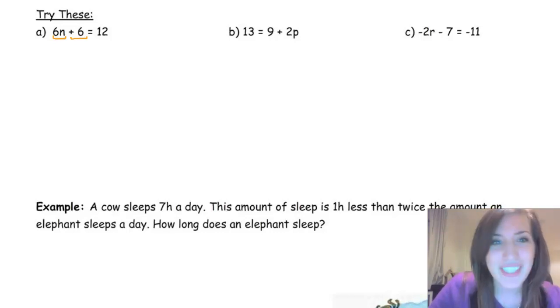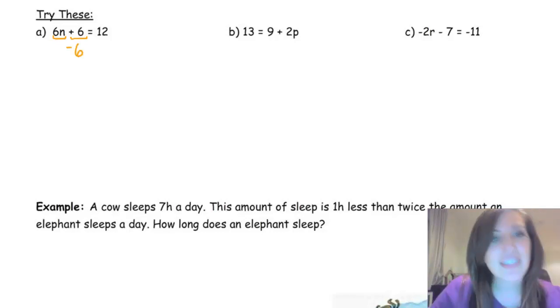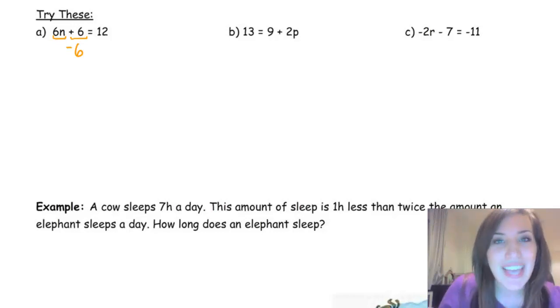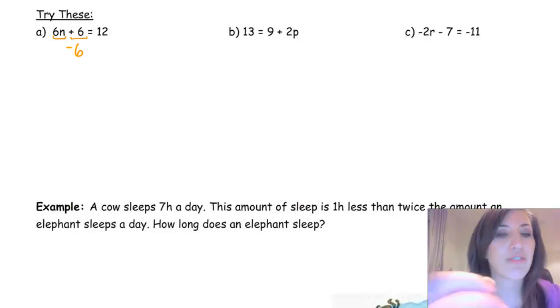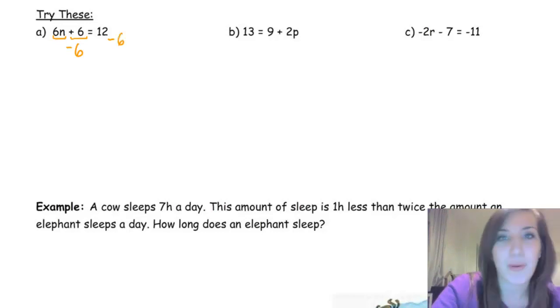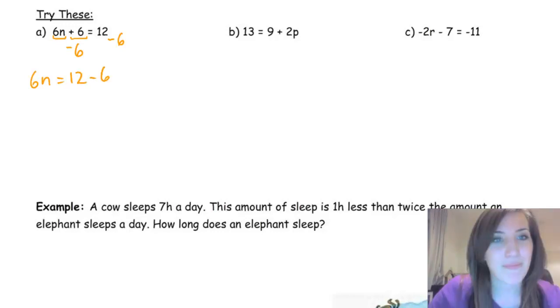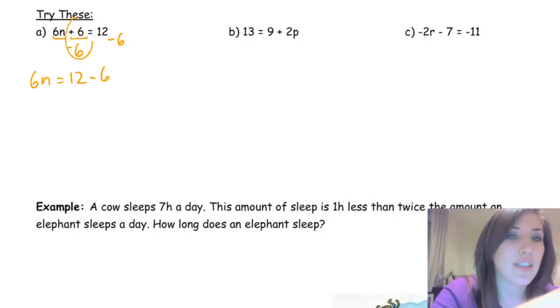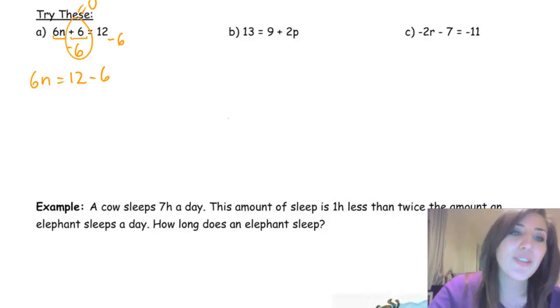What's the opposite of addition? Well, it's subtraction, so I want to minus 6 from that, so that 6 minus 6 equals 0, and I just have plain old 6n plus 0, which I can just say 6n. The problem is I cannot just minus 6 from one side. I must do it to both sides. So now I have 6n equals 12 minus 6, because this equals 0, and I don't need to say plus 0.